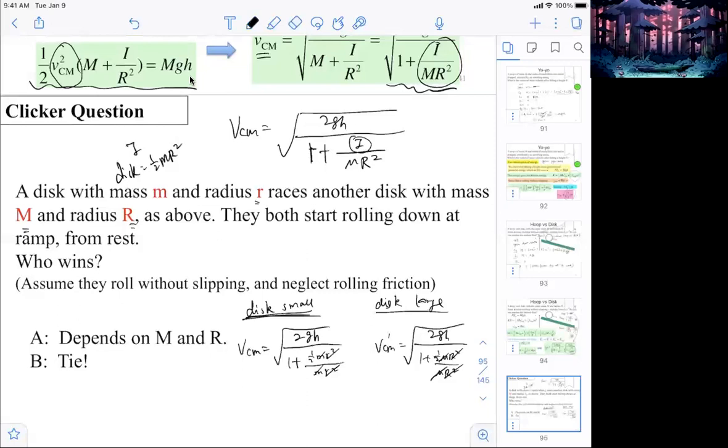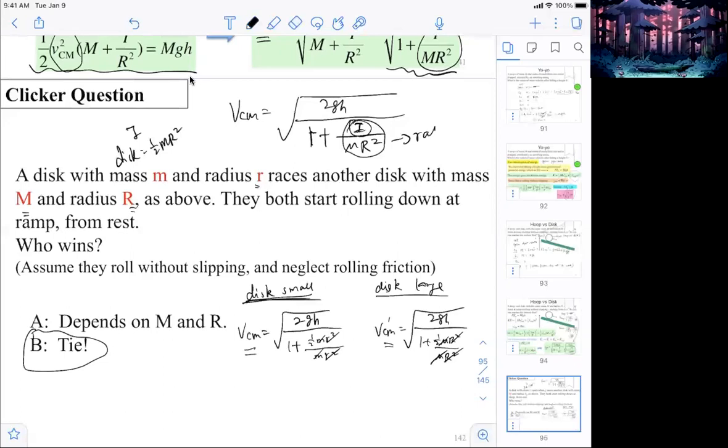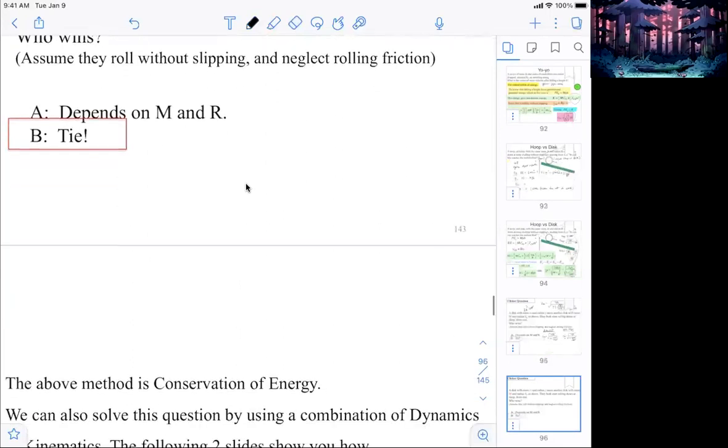So as long as you have the same type of object, they will roll down with the same speed, right? Isn't that interesting? That's suggested by this calculation. So they both have the same center of mass speed, so they will tie if they race down from the same height. That's very important. That's why we keep this as an I here, so we can see it's this ratio that matters, not the individual I, the individual mass, or the individual radius R. So B is the correct answer.